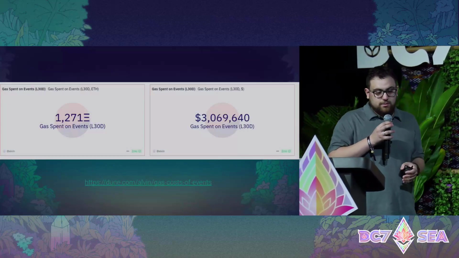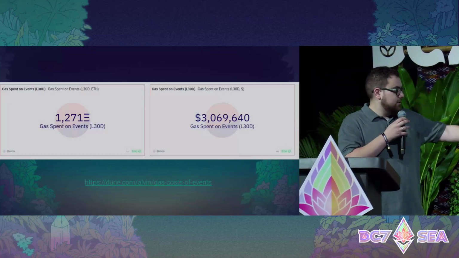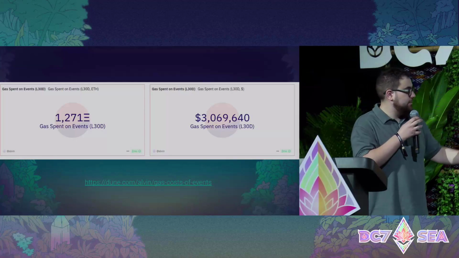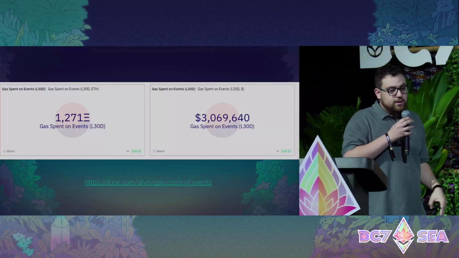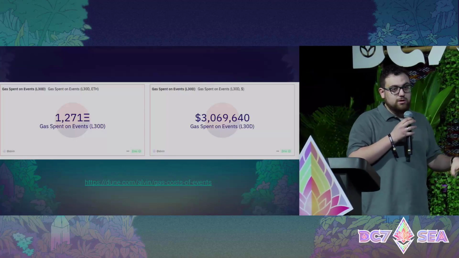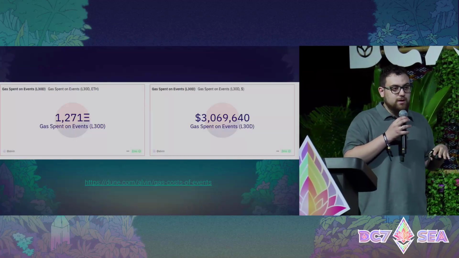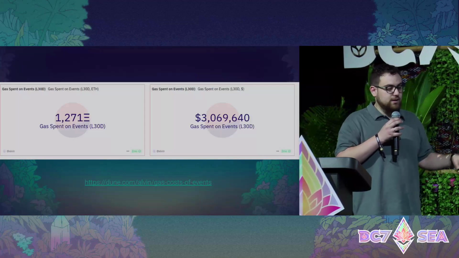To look at the first problem, I took this Dune dashboard, and as you can see, it's a bit old information, but in the 30 day period, it was over 1,000 Ethereum spent only on gas. And this is around 15 to 20% of the total spent in transactions.